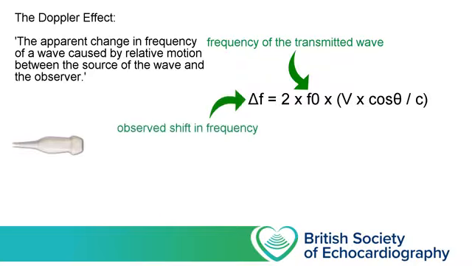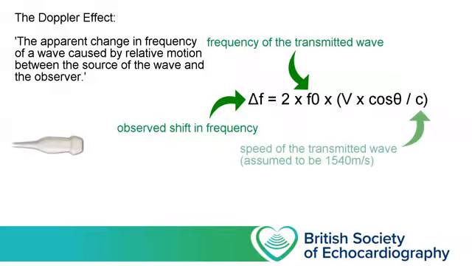Delta F is the observed shift in frequency. That is the difference between the measured returning frequency and the known transmitted frequency. And using some clever maths, the ultrasound machine can work this out. C is the speed at which the ultrasound wave was travelling. Now we know from a previous lecture that the speed of a wave is dependent on the material in which it's travelling through, and different tissues have different propagation velocities. So just like we do for 2D image generation, we make an assumption of an average speed, and so we use the average speed of 1540 meters per second in this equation.